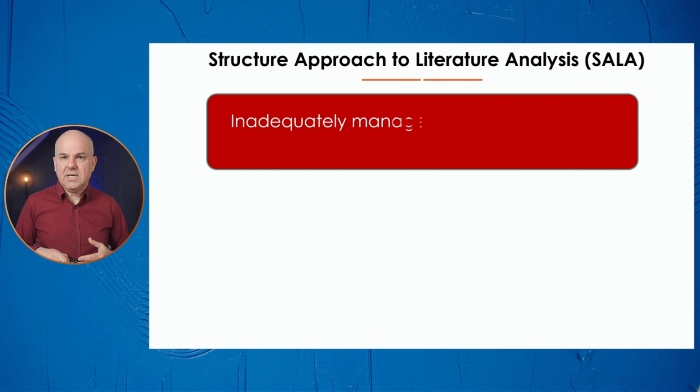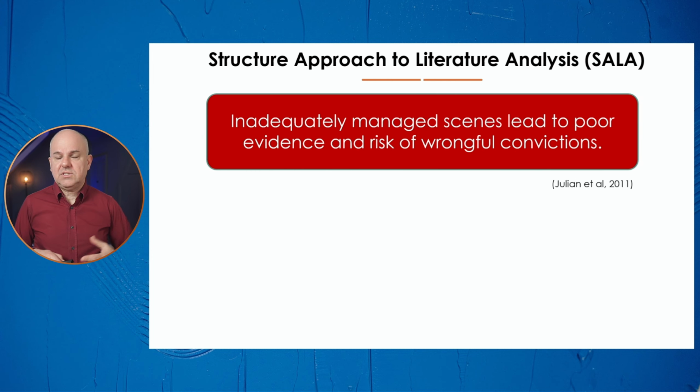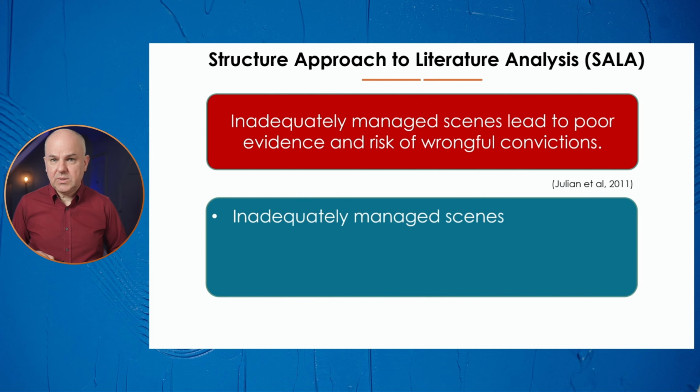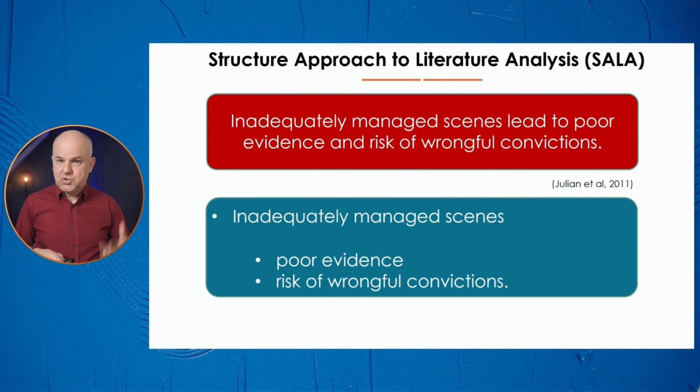And it can be simple things like you've got a statement from a paper here, and we need to analyze it for our literature review. And we have 2 pieces of information: inadequately managed scenes and 2 areas: poor evidence and risk of wrongful convictions. And we want to make sense of these 2 pieces of information by looking at the link between them, labeling the link between them. And to do that, we need to use abstract thinking. So what is the relationship between the 2 bits of information here?